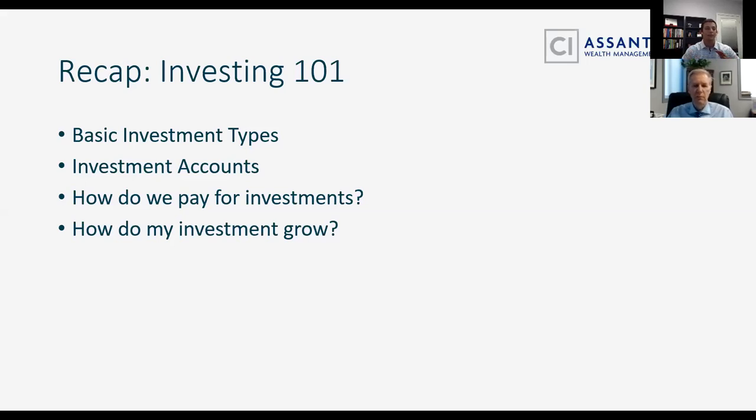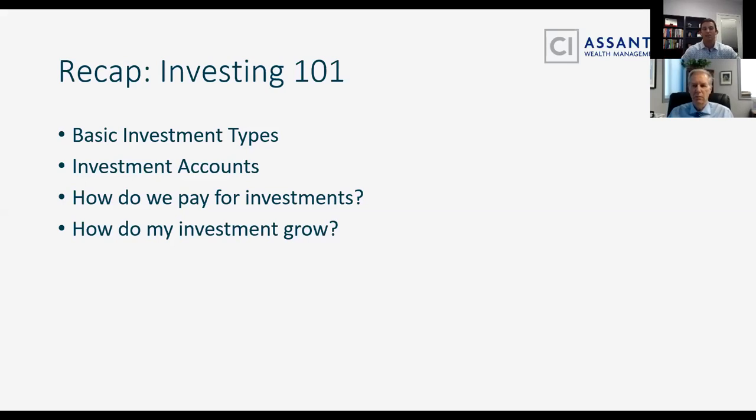And then finally, we went a little bit into the different types of investment income and how my investments grow. We went through capital gains, which are when an investment increases in value. These are the lowest tax form of investment income. We quickly touched on dividends, which is where a company will share some of its profits with everyone who owns a share or a stock in their company.